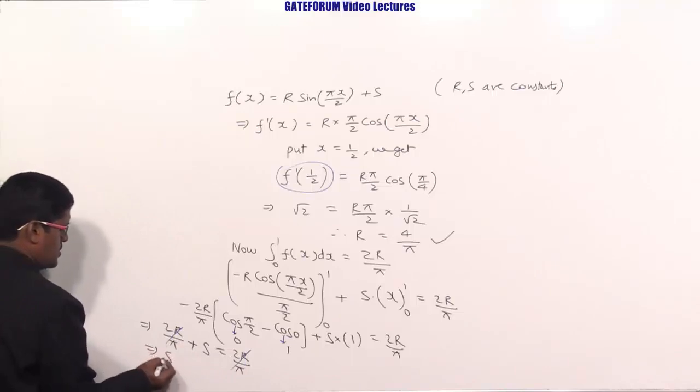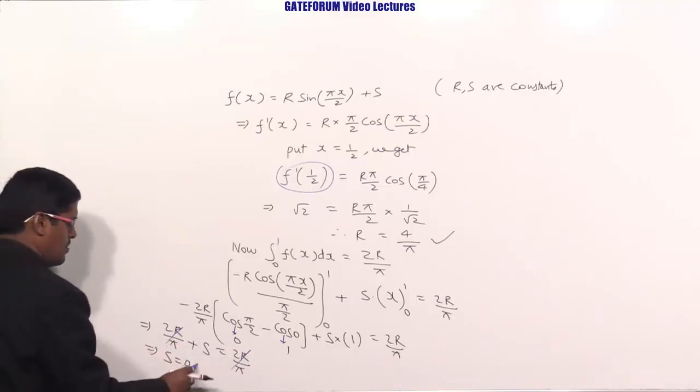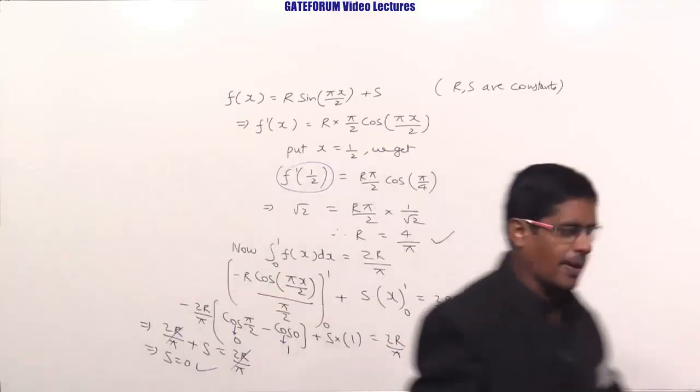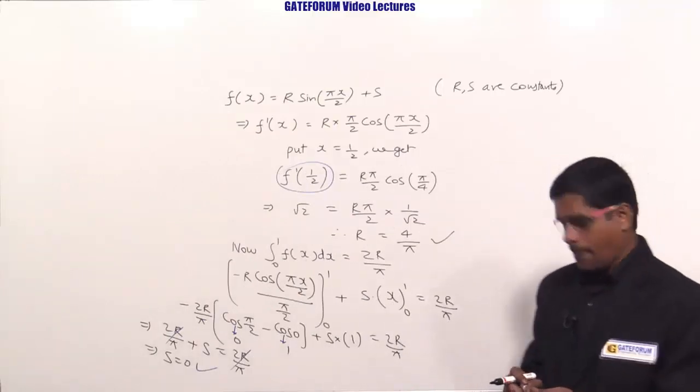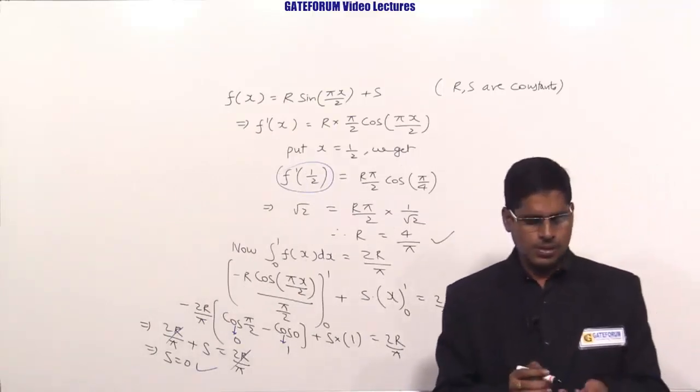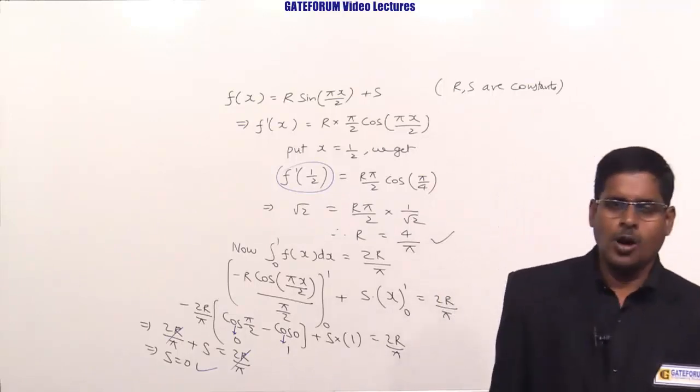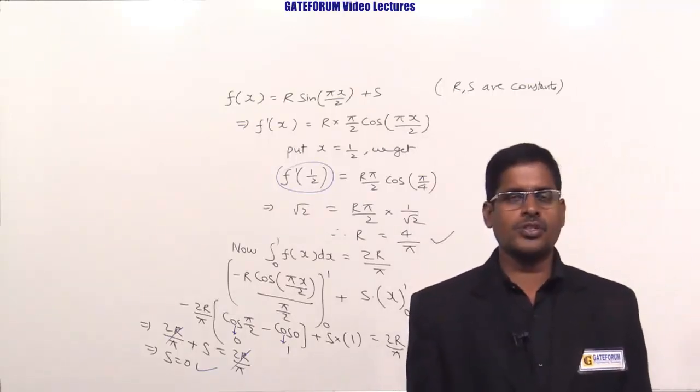So finally s is equal to 0. So s value 0, r value 4 by pi. Answer is 4 by pi and 0. Okay, that is accordingly option is C. This is end of the question.